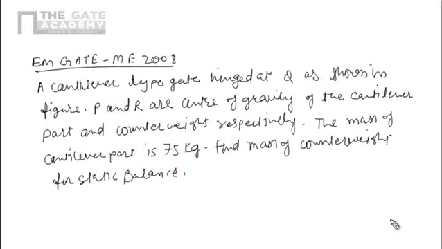I will again repeat this problem. In this problem, a cantilever type gate is given which is hinged at Q. P and R are the center of gravity of the cantilever part and the counterweight respectively. The mass of the cantilever part is given, that is 75 kg. So now we have to find the mass of counterweight for static balance. Let's solve this problem. For this I am drawing the diagram also. This is a kind of cantilever gate. I am just drawing whatever is given in the problem.